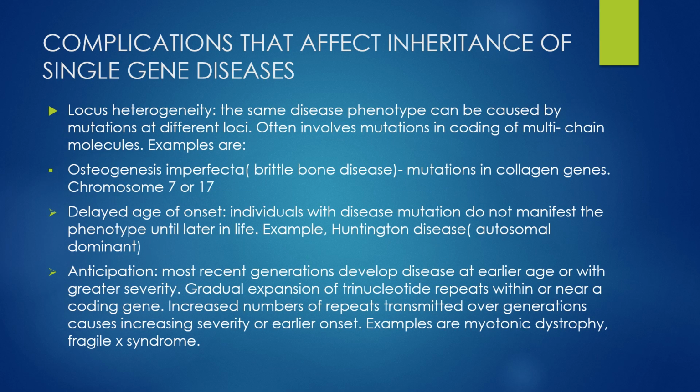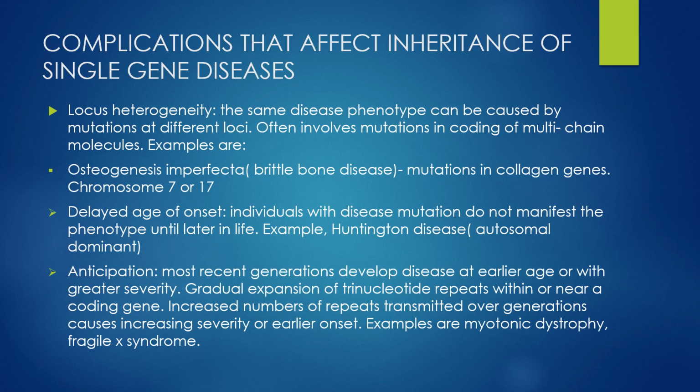Our next complication is locus heterogeneity. What happens here is that you have the same disease phenotype that can be caused by mutations at different loci or different physical locations. An example is osteogenesis imperfecta or brittle bone disease that is caused by mutations in collagen genes at either chromosome 7 or chromosome 17.